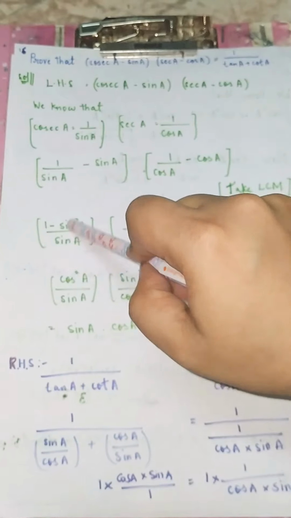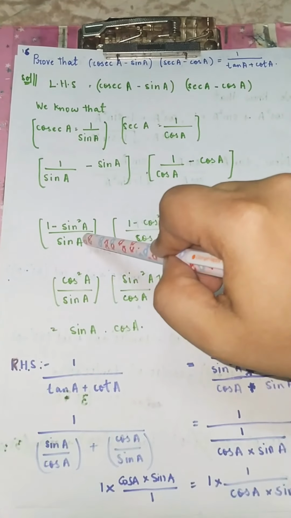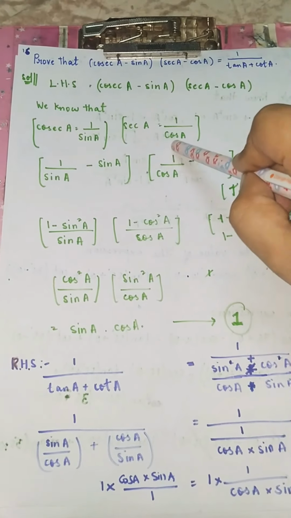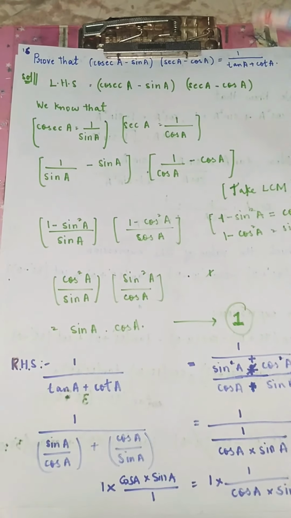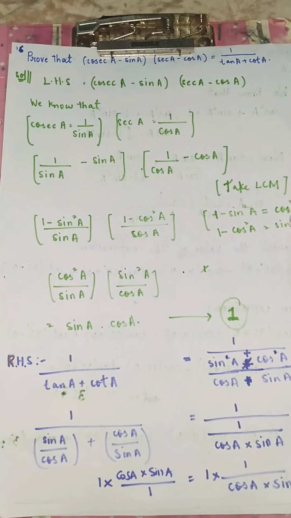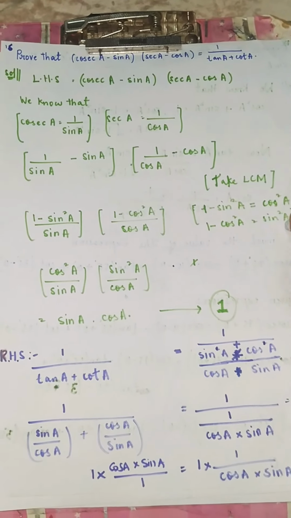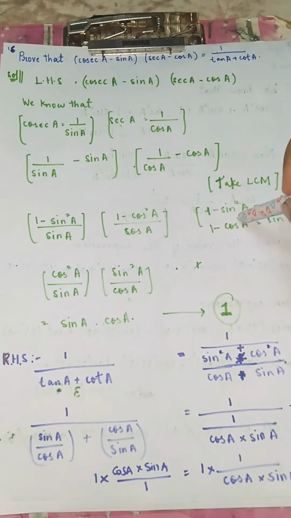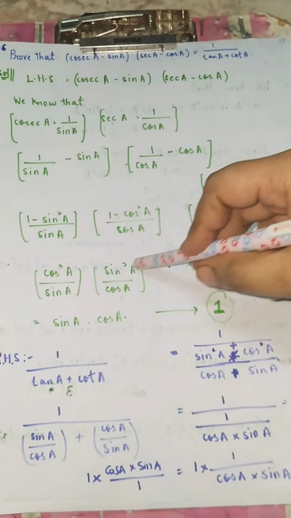In the first bracket, sin A gets cancelled. Here 1 we have to take, minus sin A into sin A is sin square A. In the second bracket, cos A gets cancelled. 1 we have to take, then cos A into cos A is cos square A. Now this is one of the identities. 1 minus sin square A is equal to cos square A. 1 minus cos square A is equal to sin square A. Instead of 1 minus sin square A, we are taking cos square A. Instead of 1 minus cos square A, we are taking sin square A.